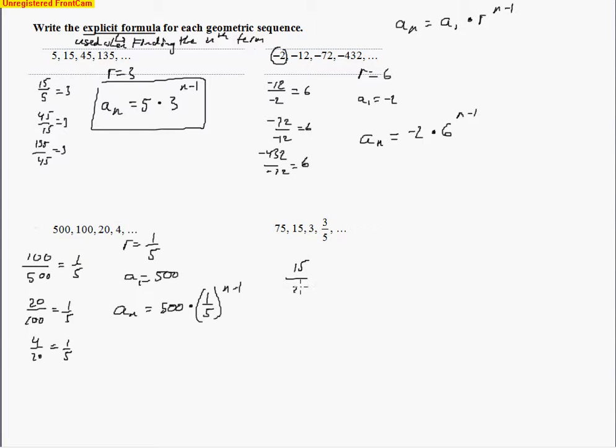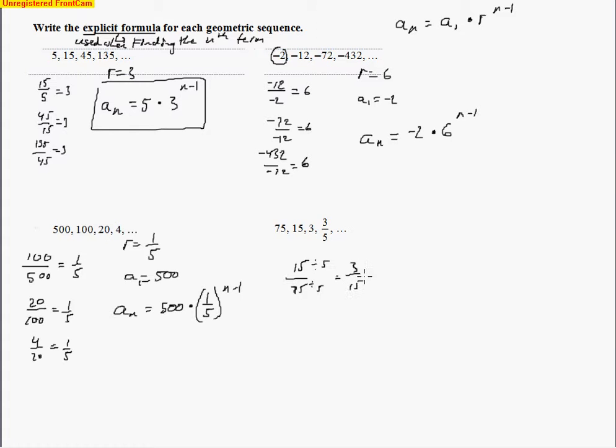15 over 75, just reduce the fraction. I see 15 goes into all these numbers. Actually, I'll start with 5 and just see what happens here. So this is 3, and that ends up going 25 times. Actually, not 25, but that would be 2, so it would be 1 15 times, so it is.